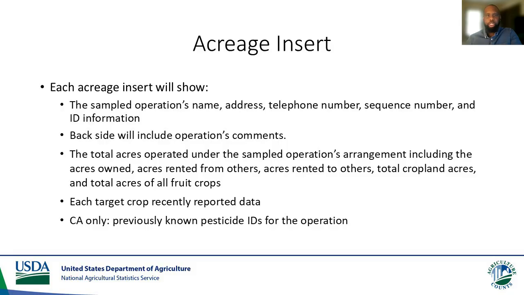Notice the acreage insert will include the sample operation's name, address, telephone number, sequence number, and ID information. It will include on the backside the operation comments. It also will include the total acres operated under the sample operation arrangement, including the acres owned, acres rented from others, acres rented to others, total cropland, and total acres of all fruit crops. Each target crop recently reported data is included, and for California only records, previously known pesticide IDs for the operation.